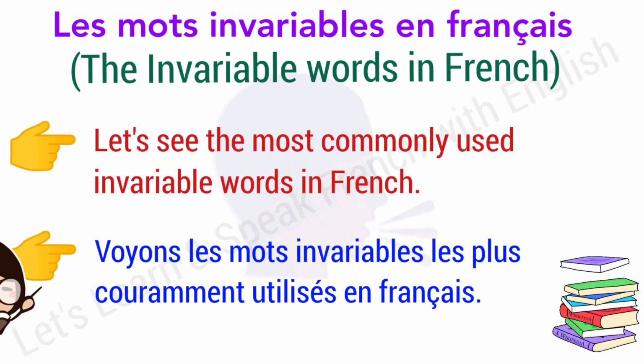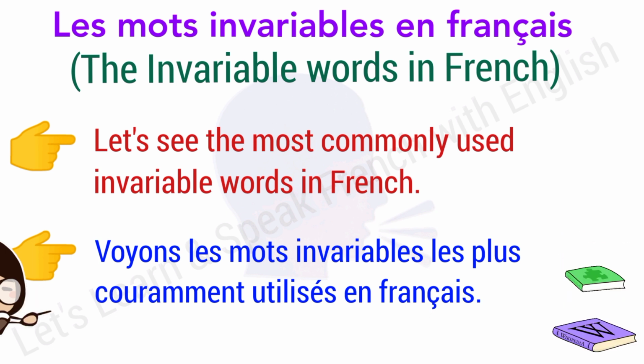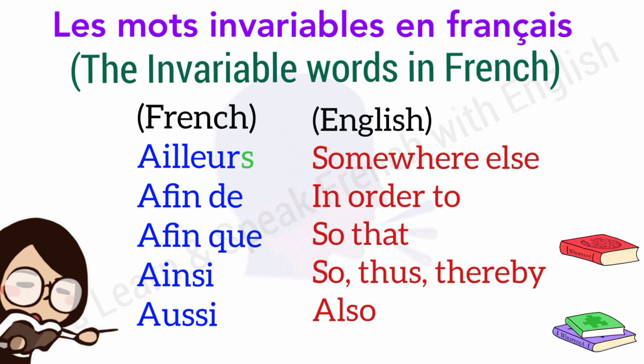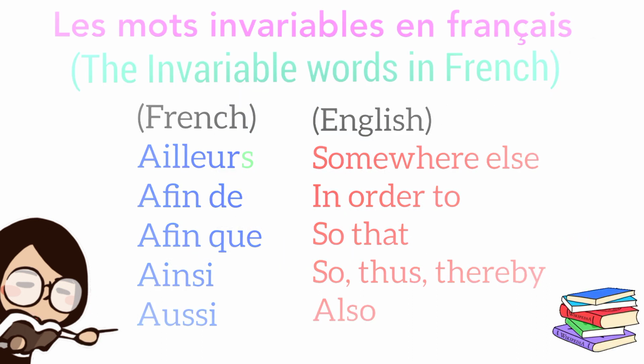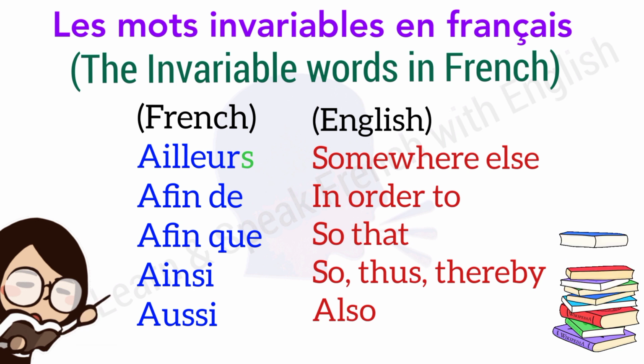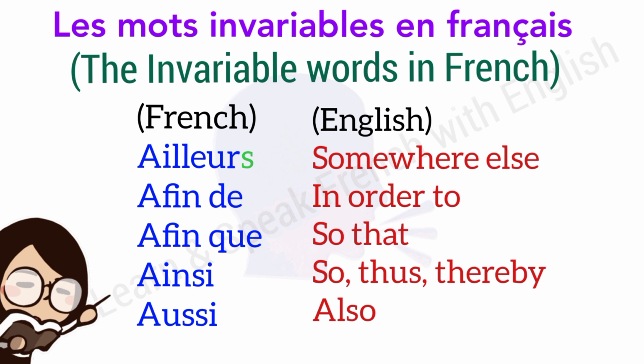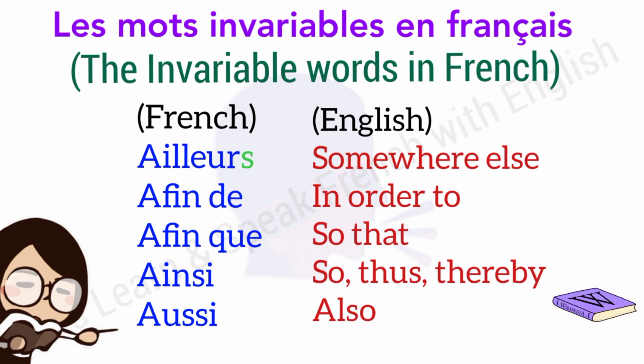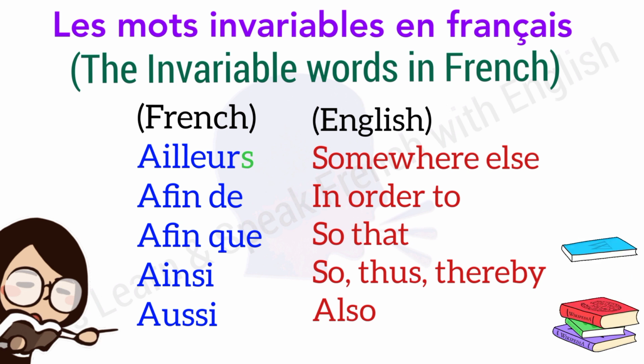Let's see the most commonly used invariable words in French. Voyons les mots invariables les plus couramment utilisés en français. Ailleurs, somewhere else. Afin de, in order to. Afin que, so that. Ainsi, so, thus, thereby. Aussi, also.